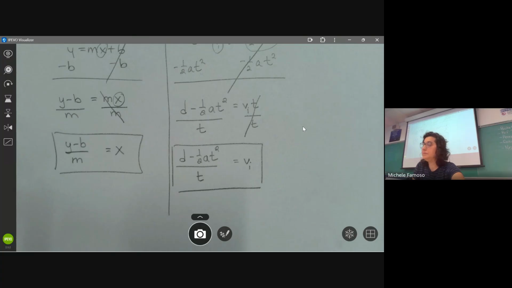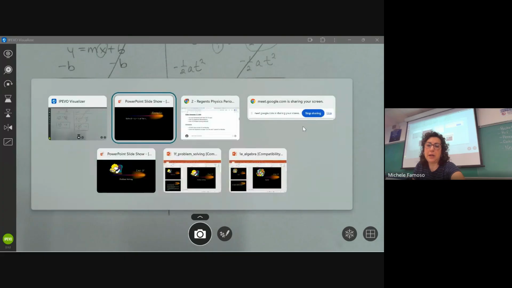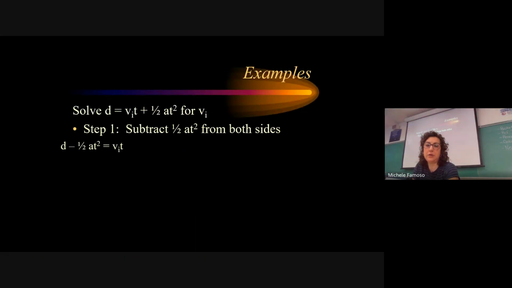Okay. Does this kind of stuff sound familiar to you? Okay. I know it's part of the Algebra 1 curriculum where they have you do this stuff.